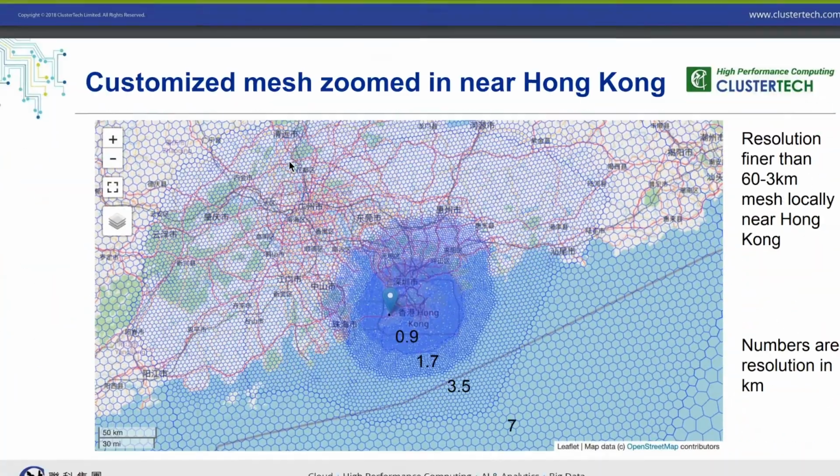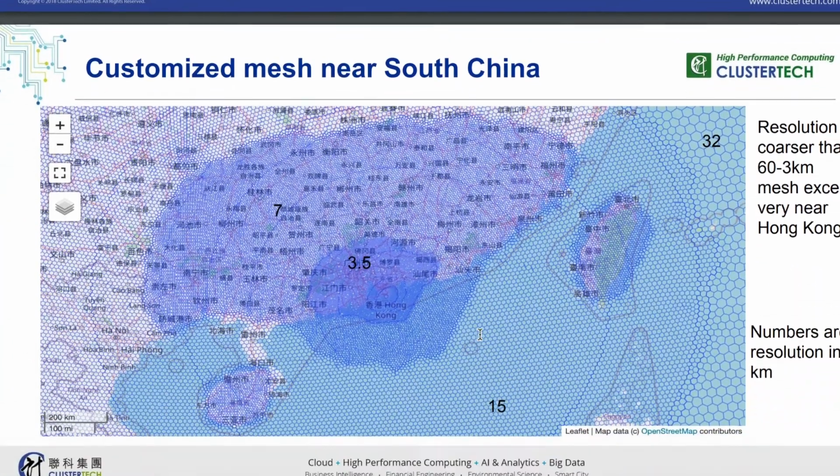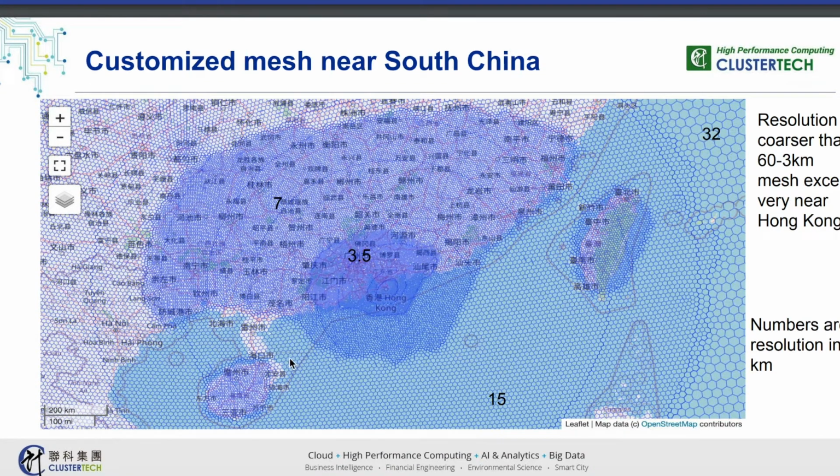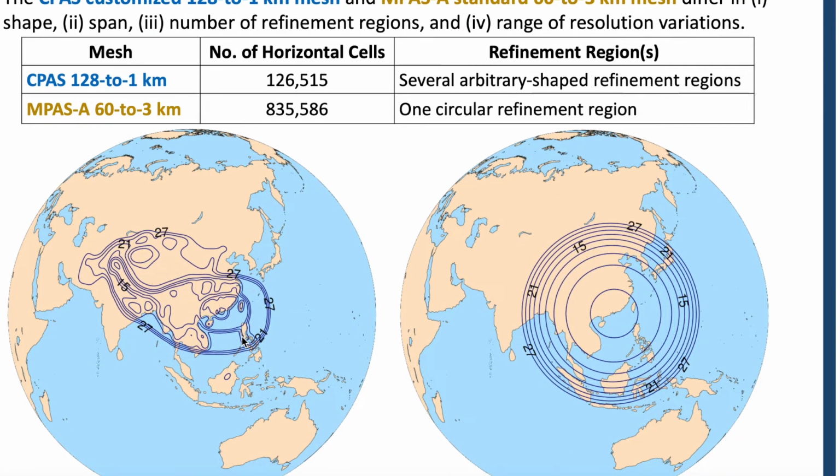Zooming in, this is a visualization of the mesh. And zoom out a little bit, the distribution of resolution is like this. So we have added regions of refinement that we think will help the weather prediction in Hong Kong. And we have turned on a feature in CPAS that automatically boosts resolution for orography and coastline.